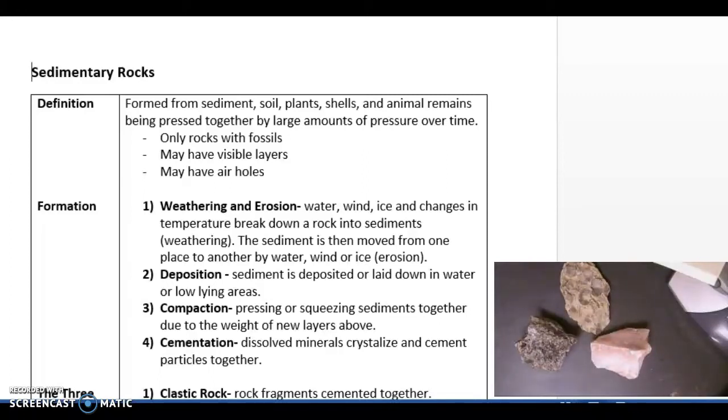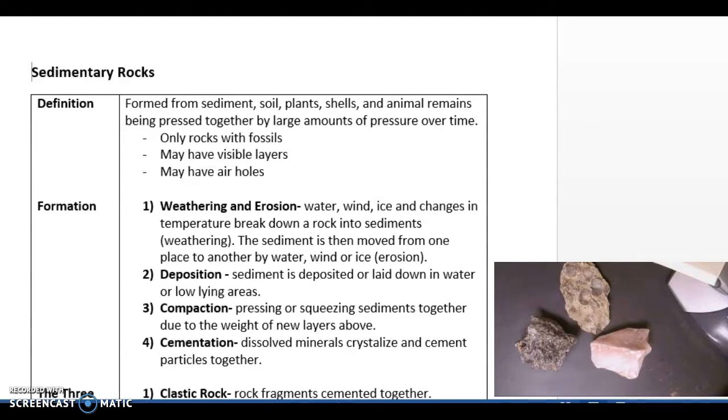Alright, today we're looking at our sedimentary rock notes. The definition for sedimentary rocks is they're formed from sediments, soils, plants, shells, and animal remains being pressed together by large amounts of pressure over a long period of time. These are the only rocks that will have fossils. They may have visible layers, and they may have air holes.